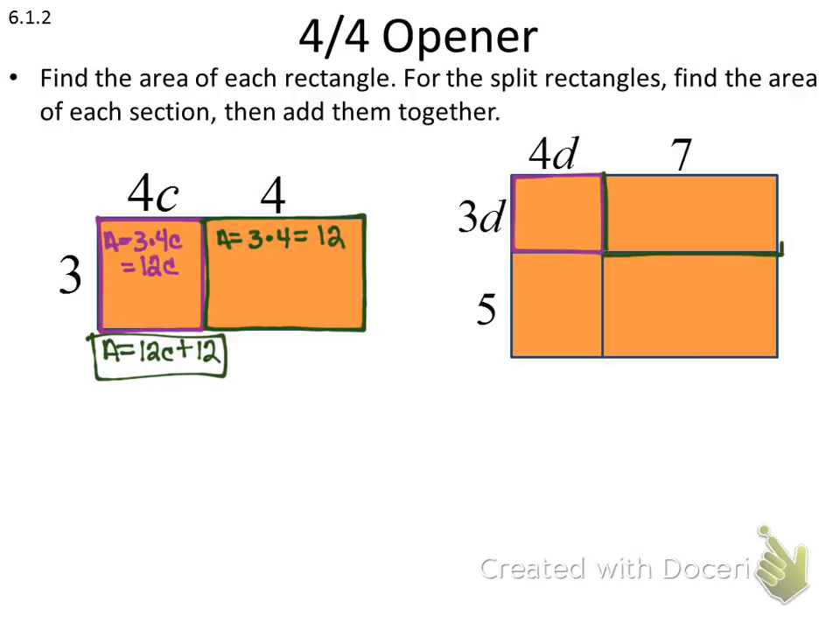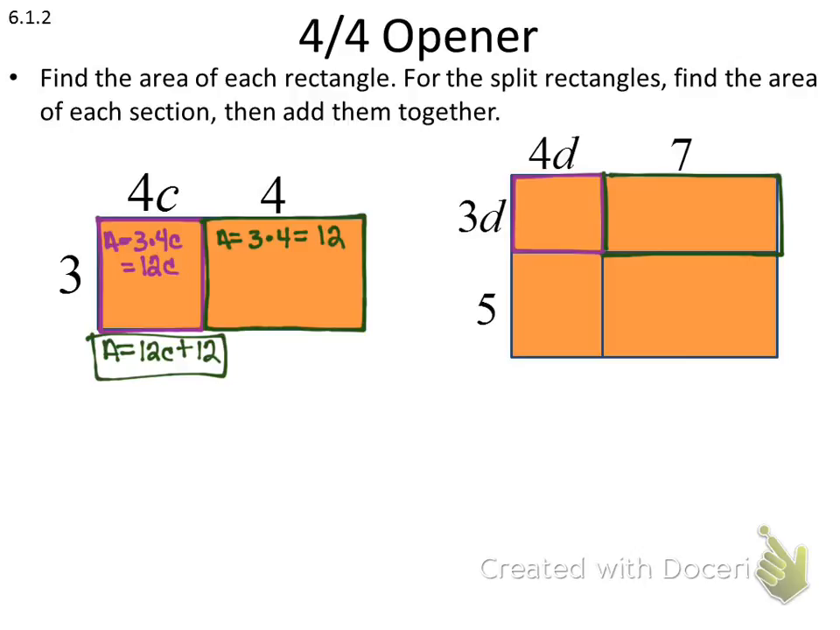And this section we're going to do second. Just looking at the top section here of this rectangle, what's the height going to be for both of these rectangles? 3D. Okay? Now, are they going to have the same widths? No, the widths are going to be different.